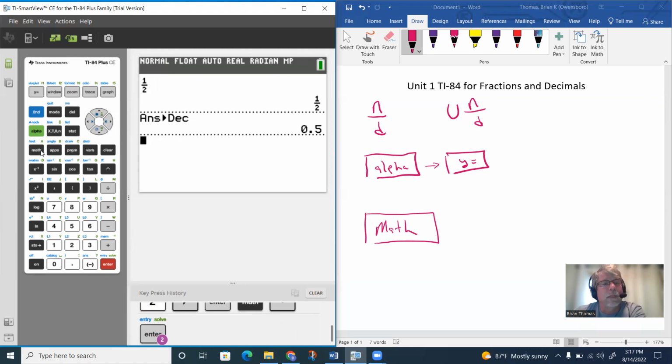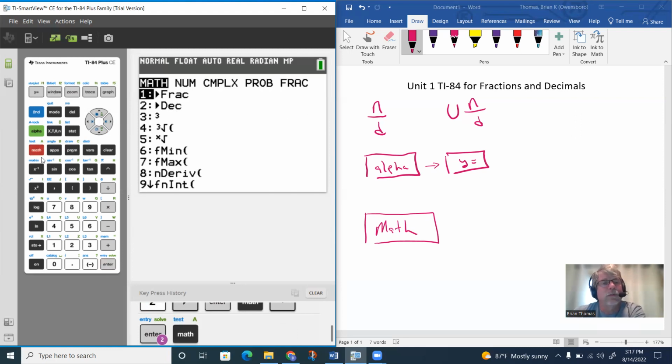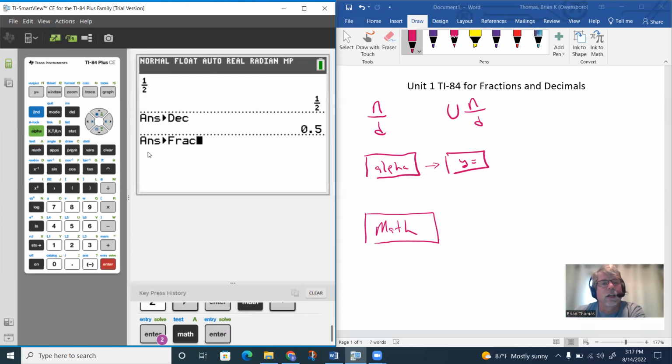Again, if I hit the math button, notice how I have a decimal. If I want to change that to a fraction, see how I can do this arrow fraction. Notice how number 1 is already lit. So all I have to do is hit enter, and answer to a fraction should change that 0.5 back to a fraction. So the last entry is always the answer.